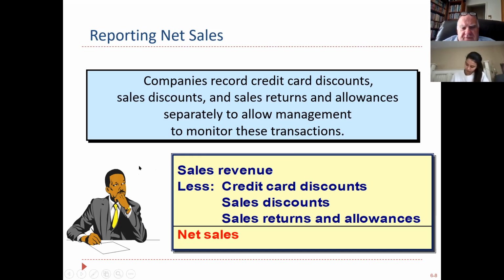So your formula at the start of your new income statement is going to be sales revenue, less credit card discounts, less sales discounts, less sales returns and allowances. All right, ready to go on? Yeah.